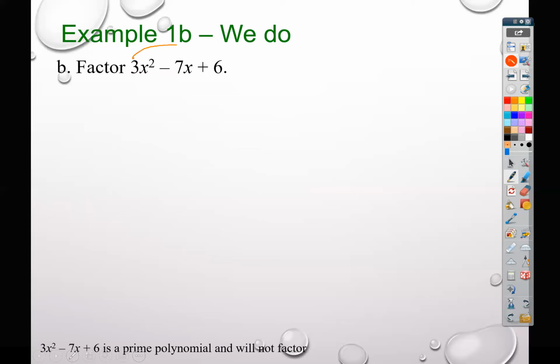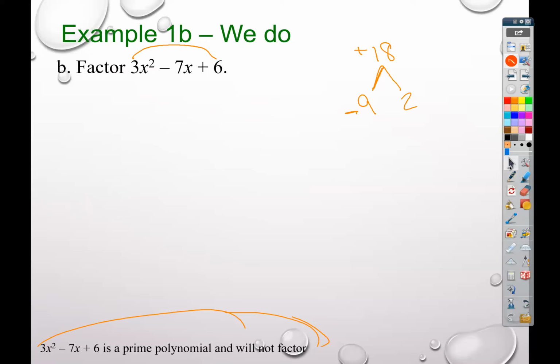Okay, so let's multiply the 3 and the 6, and I would get 18. So what are factors of 18 that would give me 7? Well, you're going to think 9 and 2, but remember this is a positive 18. And for this to give me a negative 7, that 9 would have to be negative, which would not give me a positive 18. Therefore, it's a prime polynomial and will not factor.